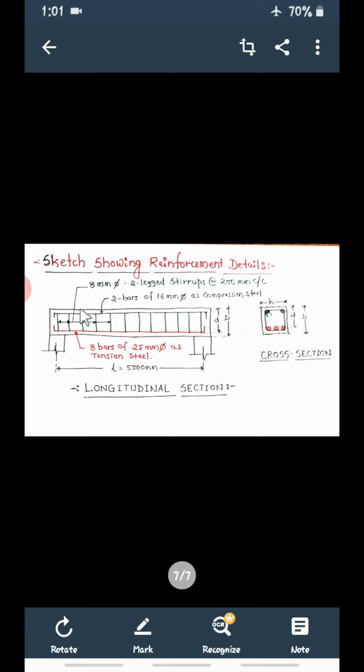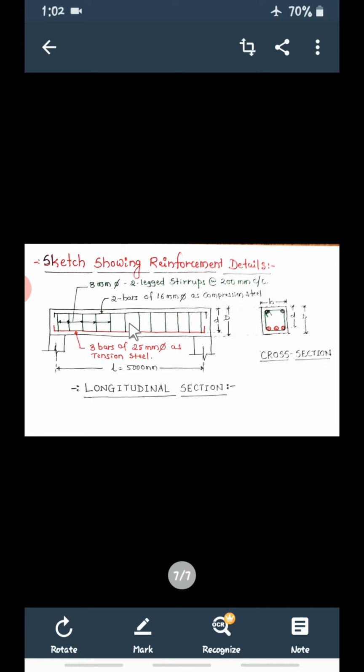And the top, see, this is the top bar. Again, how many bars? 2 bars. So the top has 2 bars of 16 mm diameter as compression steel. And then all of this will be tied together with the stirrups. Whatever you are seeing in this green color, this is the stirrups. So these will be the stirrups.